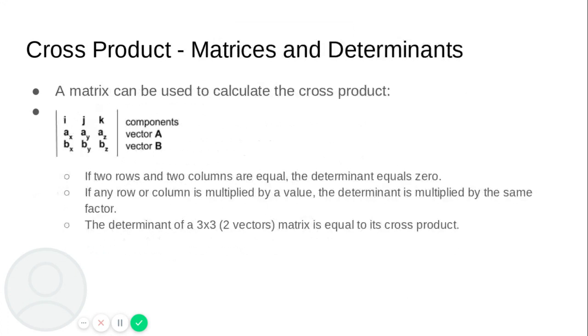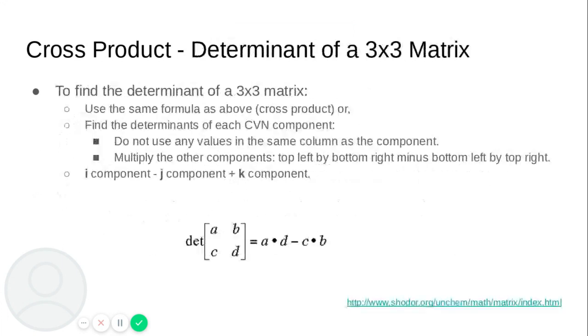And we'll see that in a bit because that's sort of the way the math works out. You can look back at that formula, and that's the way the math will work out with that one. If any row or column is multiplied by a value, then the determinant is also multiplied by that same value. So kind of similar to that scalar rule. And the determinant of a 3x3 matrix, or one that's composed of two vectors, is equal to its cross product. So we'll go into the determinant of a 3x3 matrix. Again, this is equal to the cross product. It's just a different way of finding the cross product.